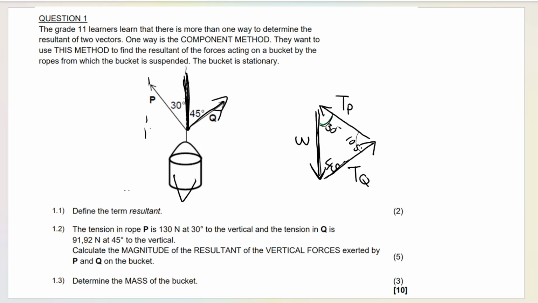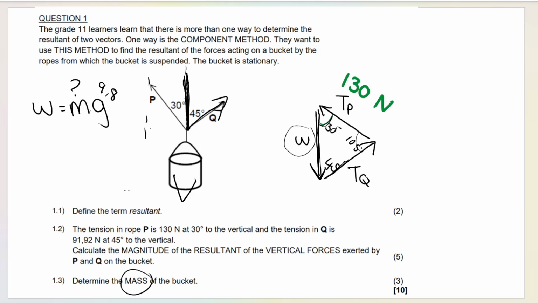But now how is this going to help me find my weight? Because remember, we're trying to find mass. And in order to find mass, we must find weight first, because weight is mass times gravitational acceleration. So if I'm looking for mass and I have G is 9.8, if I know weight, I'm good to go. But how do I find weight? Weight is over here. Do I know any of these other forces? I do. They gave it to me. This one is 130 Newton, and this one over here is 91.25 Newton.